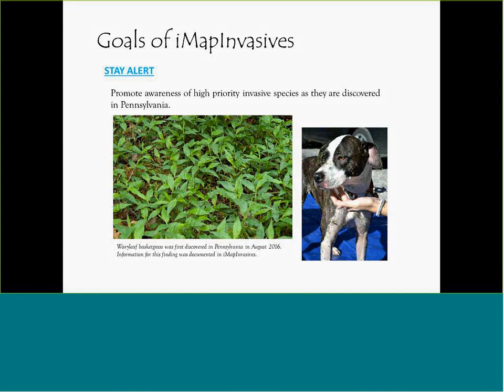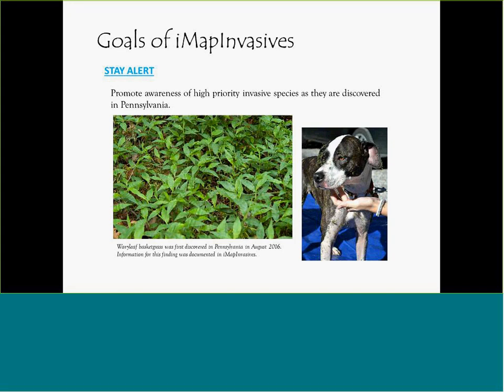Another really neat thing about iMap is it helps you, as either a land manager or a citizen scientist, to stay aware of high priority invasive species that are being found in our state. And you have a lot of species that fall under that category. High priority essentially means this is a species that is a severe threat to our native species. It's one that might be really aggressive and is known to spread quickly, so that we want to keep an eye on and hopefully incorporate some management efforts for as soon as possible.